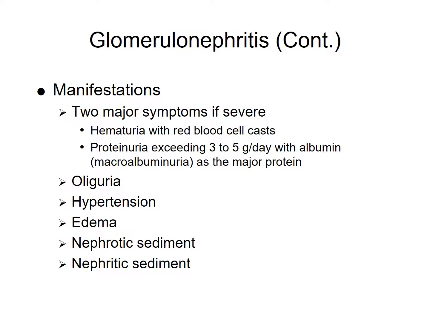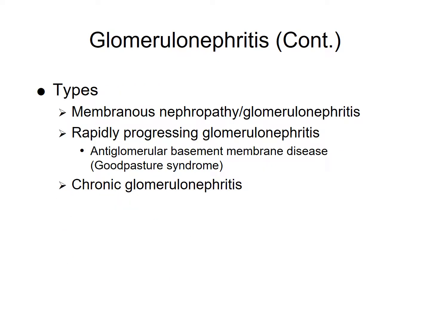Two major symptoms: we have blood in the urine and protein in the urine exceeding 3 to 5 grams per day. Oliguria, hypertension, edema, nephrotic sediment, and nephritic sediment. There are different types: membranous nephropathy, glomerular nephritis, and a rapidly progressing glomerular nephritis, and then we have a chronic.